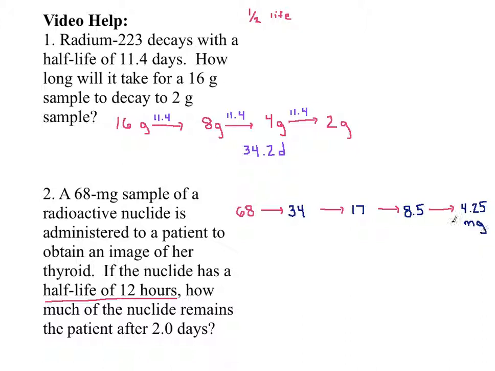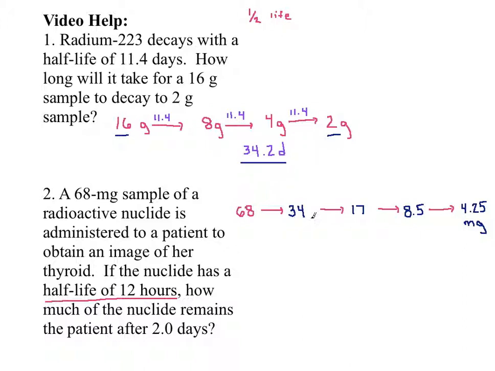But this is the most important thing for you to understand. In this problem, I told you what I started with, and I told you what I ended with. So you needed to determine how many half-lives occurred. Once you knew that 11.4 days was 1 half-life and that you needed 3 half-lives, that was pretty easy to do, that it took 34.2 days.